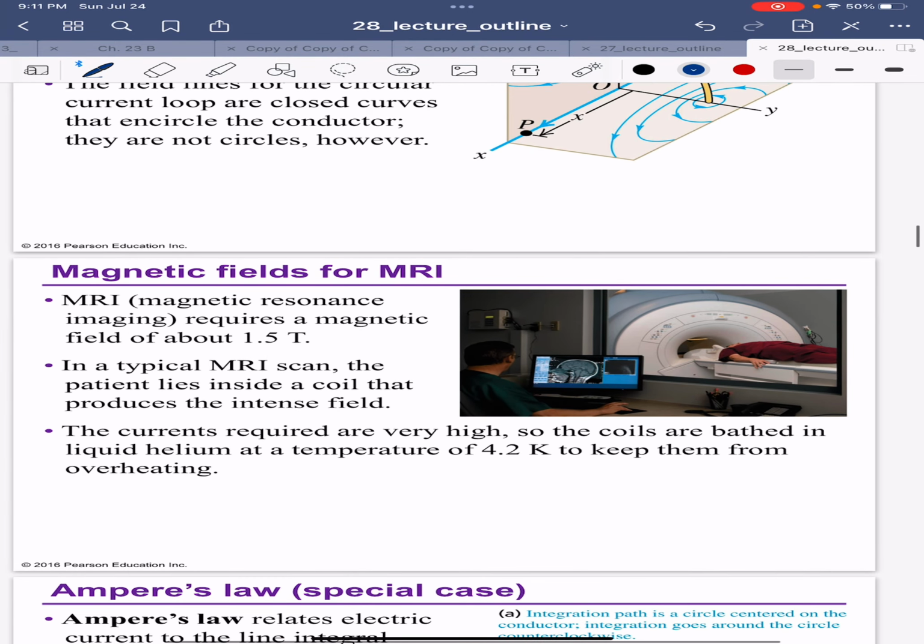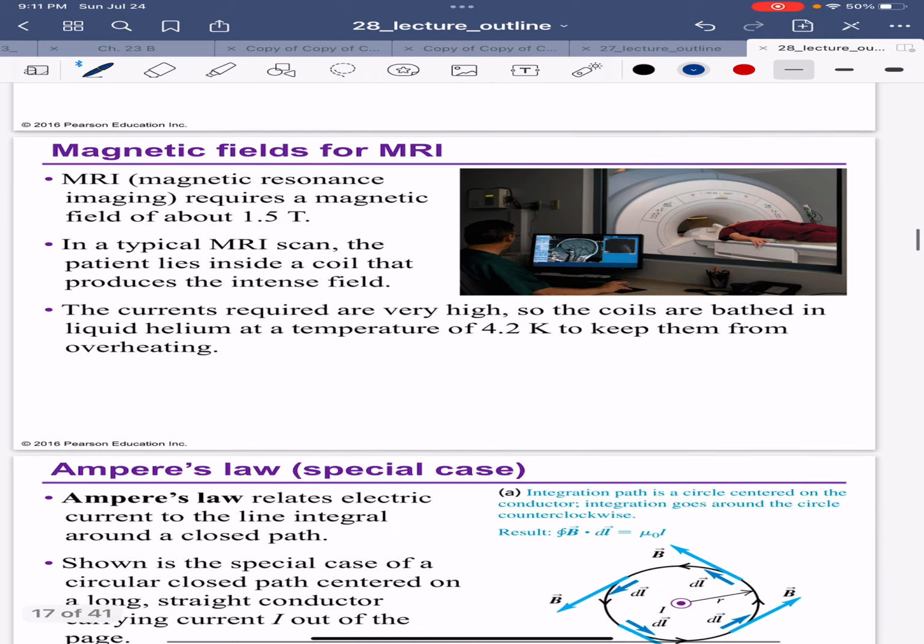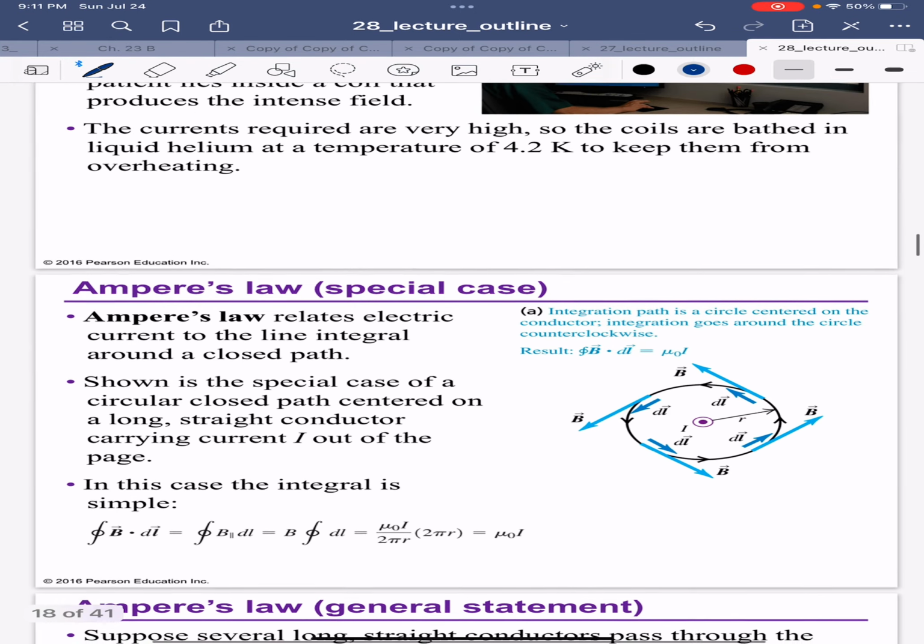MRI, magnetic resonance imaging, requires a magnetic field of about 1.5 Tesla. And in a typical MRI scan, the patient lies inside a coil that produces the intense field, and the currents required are very high, so the coils are bathed in liquid helium so that it will be cooling the system.